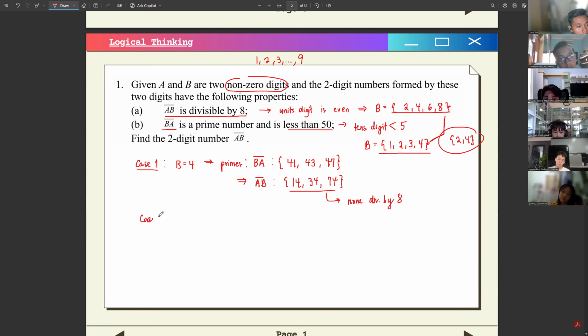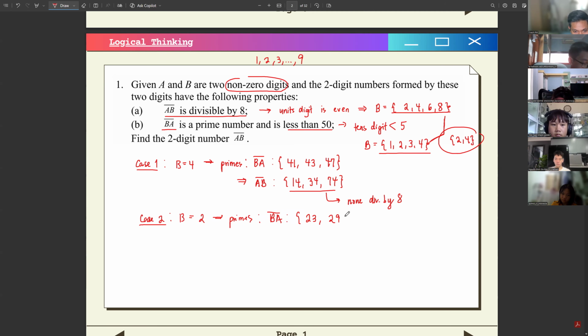So let's examine case 2, wherein B is equal to 2. So what are the prime numbers that we can make? The prime numbers of the form BA, so the tens digit should be 2. We have, I think, 23 and 29 only. Is that right? Nothing else? 21 is not a prime, 25 not a prime, 27 not a prime. Okay, so those are the only two primes that you can make. So if you flip the digits to make AB, what are the numbers? We have 32 and 92.